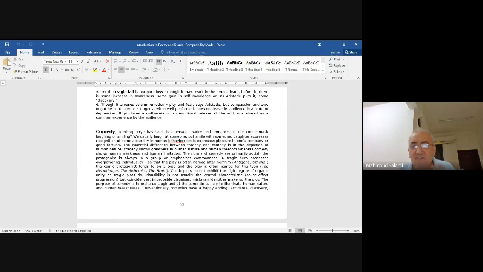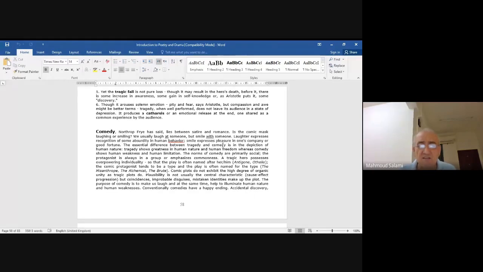Laughter expresses recognition of some absurdity in human behavior. Smile expresses pleasure in one's company or good fortune. The essential difference between tragedy and comedy is in the depiction of human nature. Tragedy shows greatness in human nature and human freedom, whereas comedy shows human weakness and human limitation.